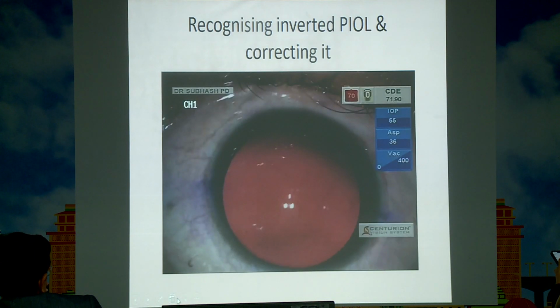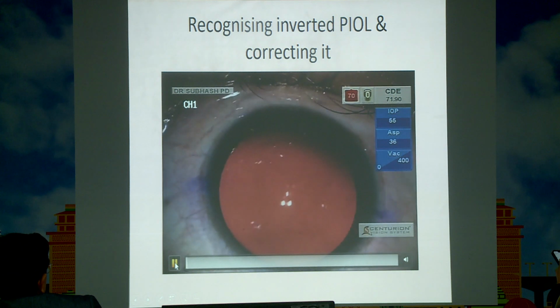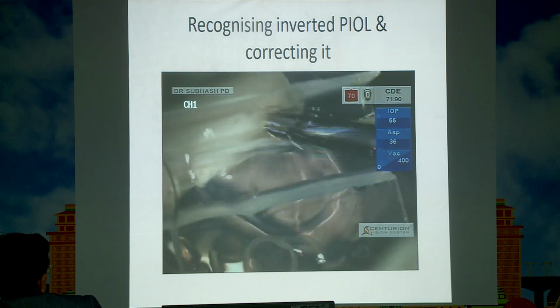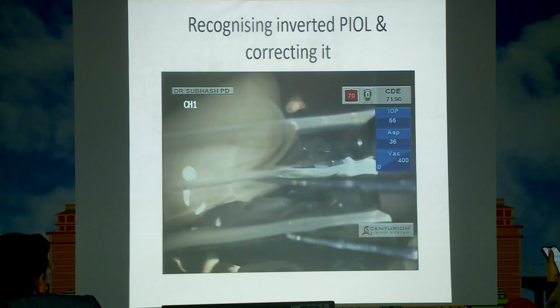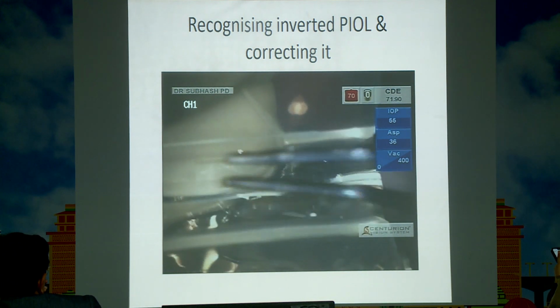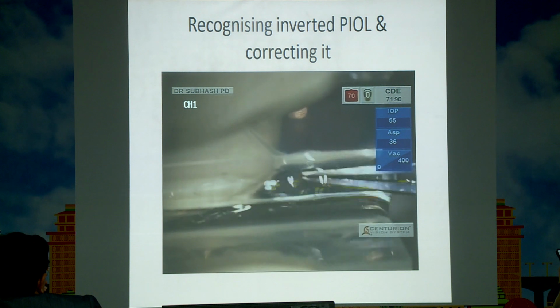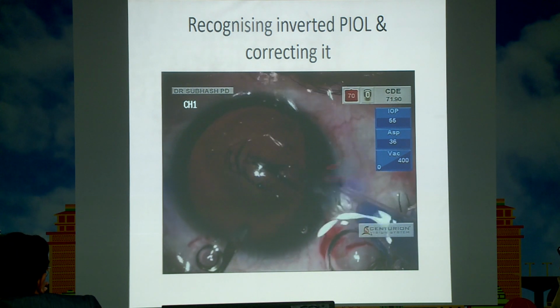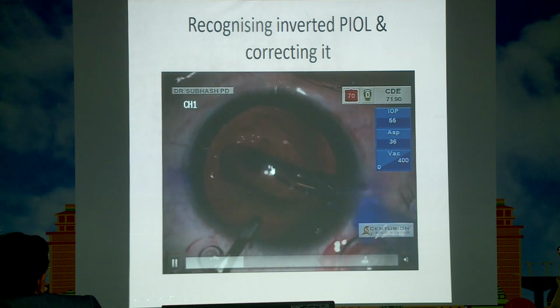So this was a case of an IPCL which actually unfolded in the wrong direction, upside down. There was no problem with the loading, nothing, but somehow the lens was opening in the improper direction. It was unfolding in the upside down position. So just see here, the bump is on the right side. It should have been on the left.